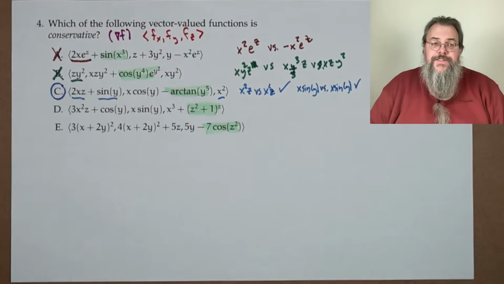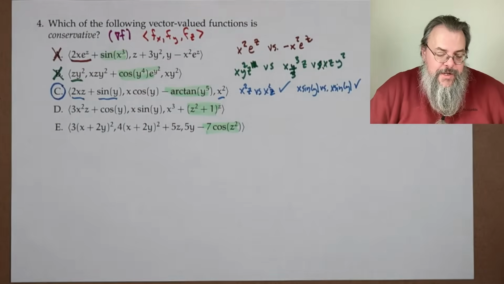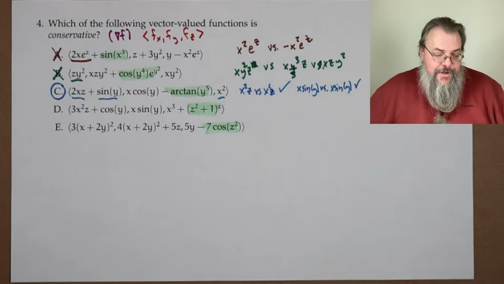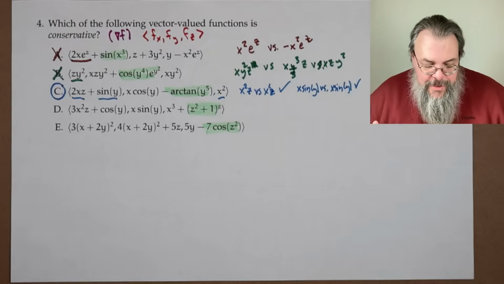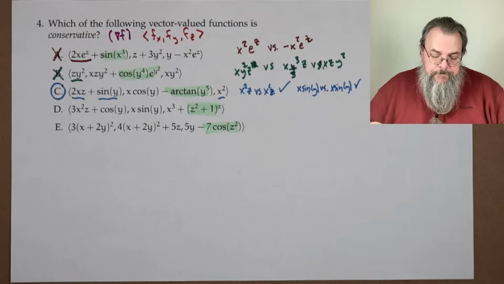So C is our answer. C is conservative. Now, I want to keep going and talk about reasons why the others aren't, and also another way you could have done this. All right, well, let's look at D.